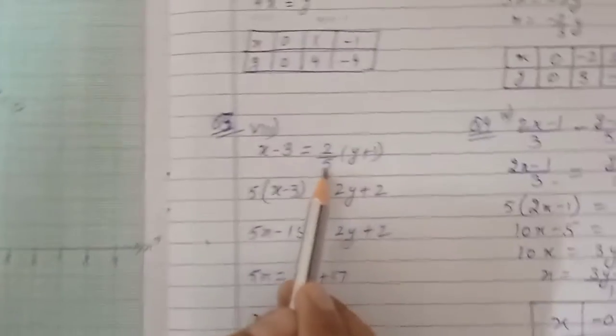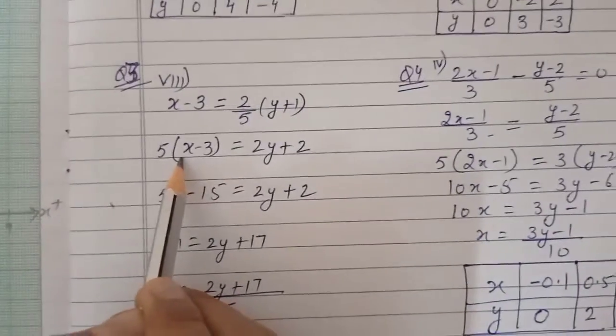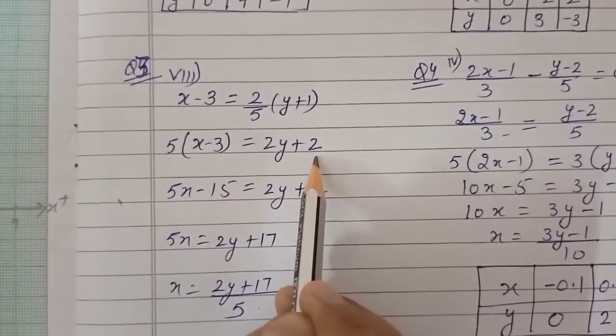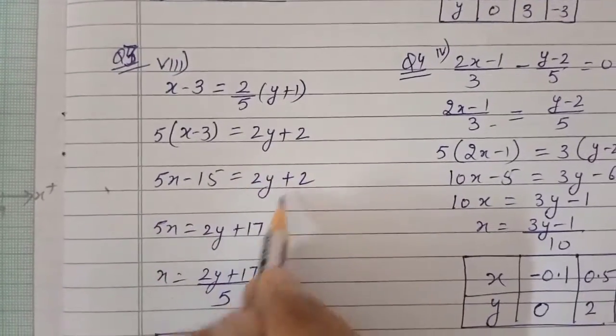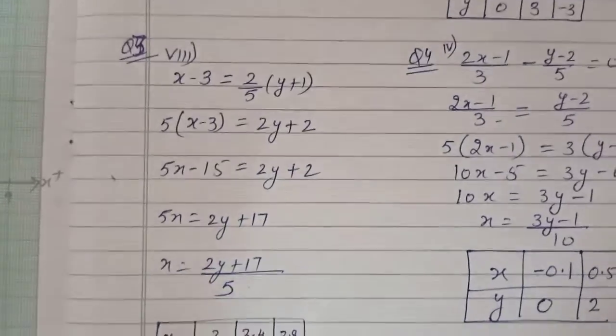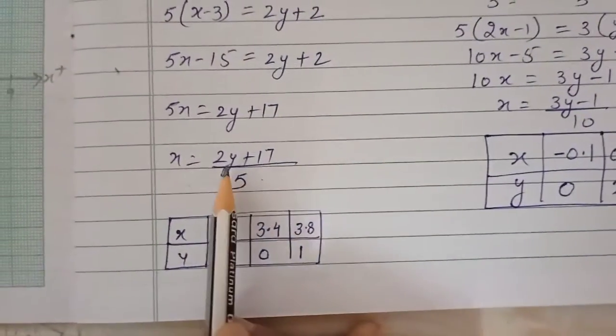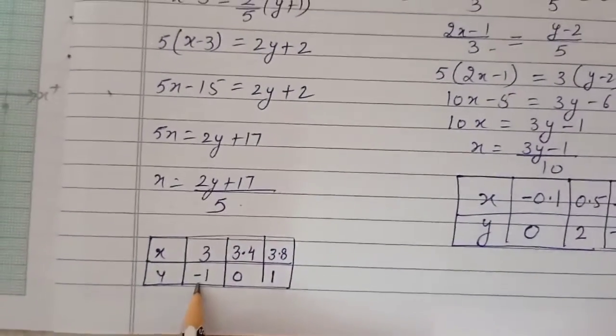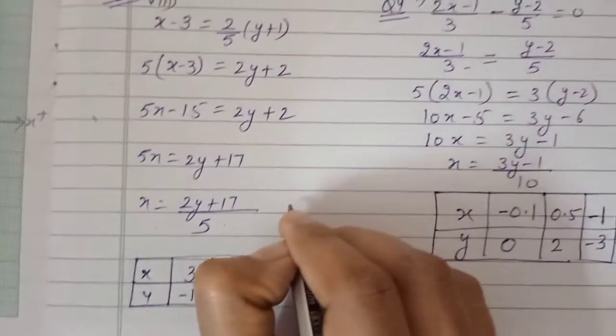Third question, eighth part is this. Look here children, I took 5 over here. 5 into x minus 3 is equal to 2y plus 2. 5x, open the brackets. So from here I got the value of x. So same way you have to make box here. Now let us put the value of y. I put here minus 1. So see how to solve.